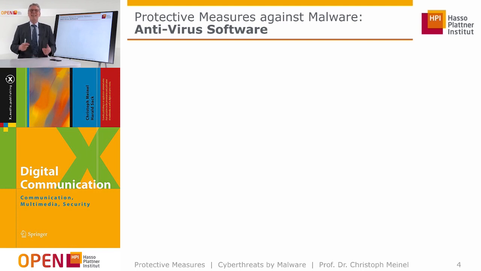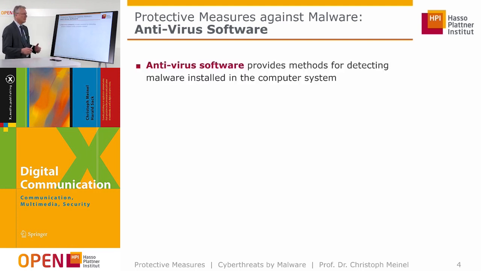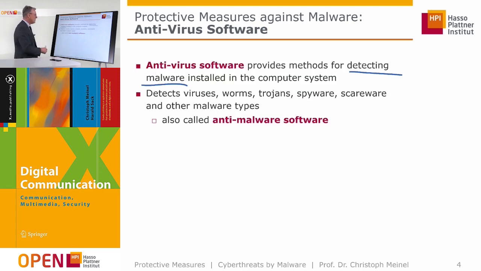I already mentioned antivirus software. Antivirus software is a very important type of program. It's a system that you need to install on your computer system, and it helps you to detect malware. It not only helps you to detect viruses; it is a name for software that detects all malware which is installed on your computer system.